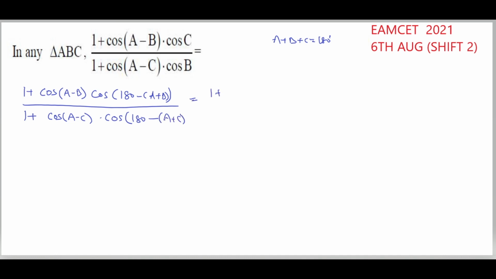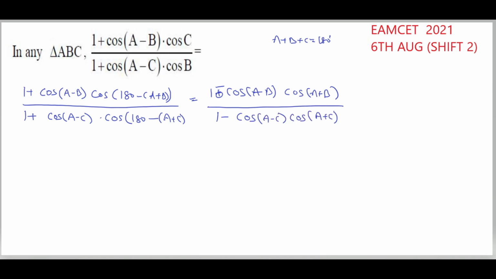That is equal to 1 plus cos(A minus B) into cos(180 minus theta), that is minus cos theta. This is minus cos(A plus B). Here this is minus, 1 plus cos(A minus C) into cos(180 minus theta). This is minus cos, that is 1 minus cos(A minus C) into cos(A plus C). That is equal to 1 minus cos(A minus B) into cos(A plus B).